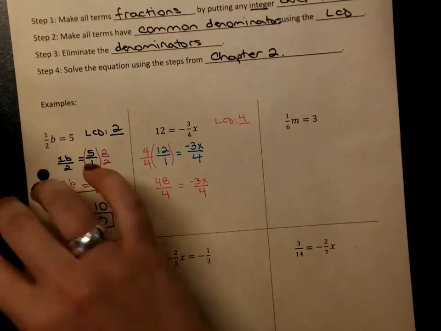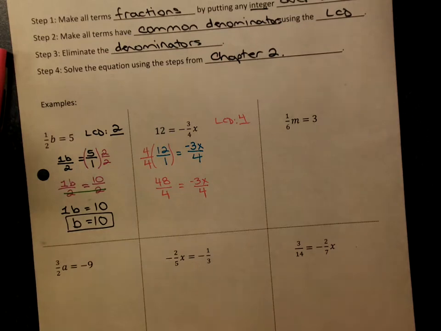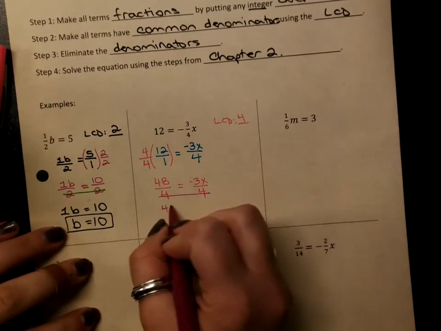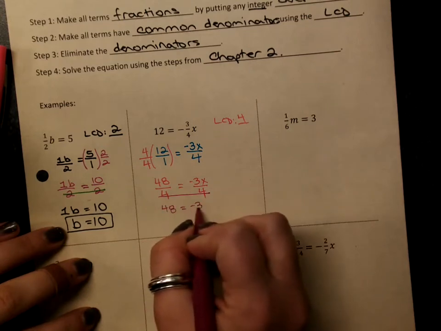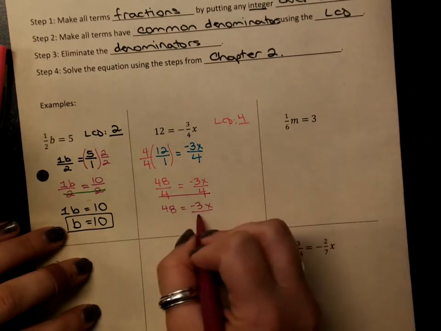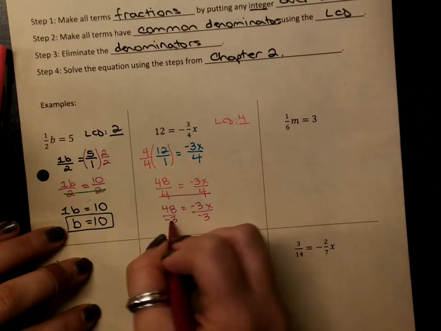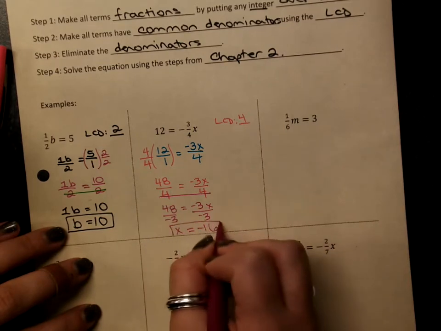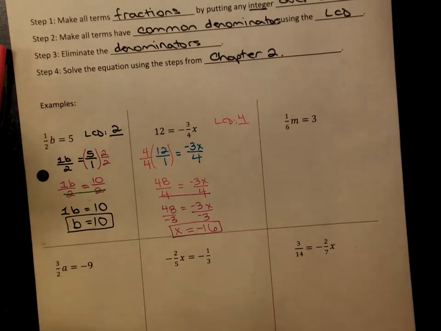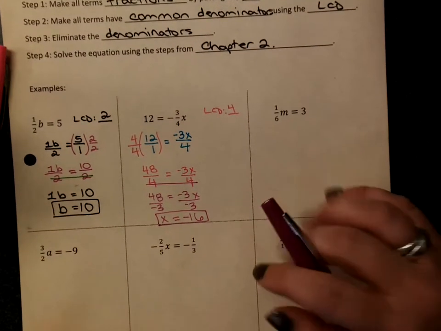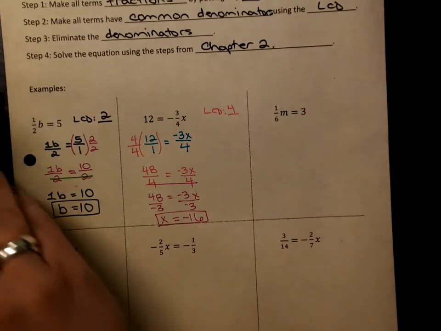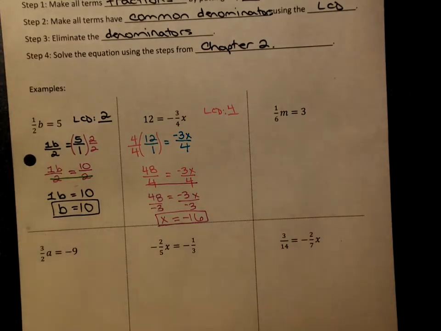Again, now that we have both fractions over 4, we can eliminate the denominators. That leaves us with 48 equals negative 3x. We'll divide by negative 3. And we should get negative 16 as our answer. We don't have calculators, so if you need to divide by hand, you're more than welcome to get that answer correct. Don't guess. Alright, same idea on the next one.